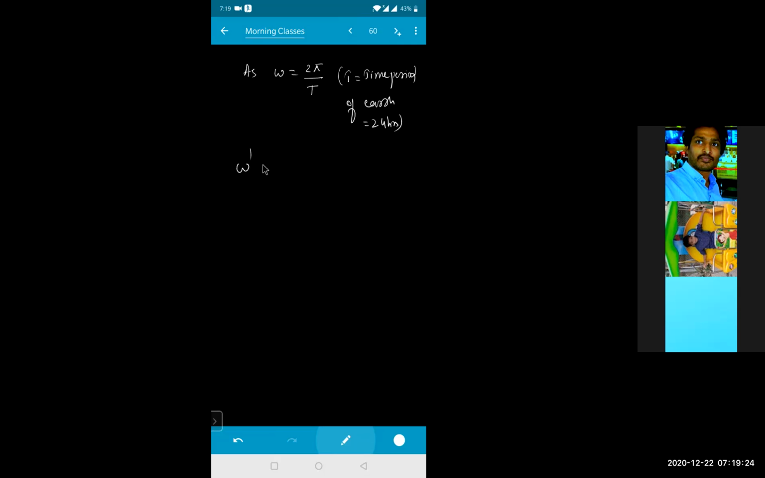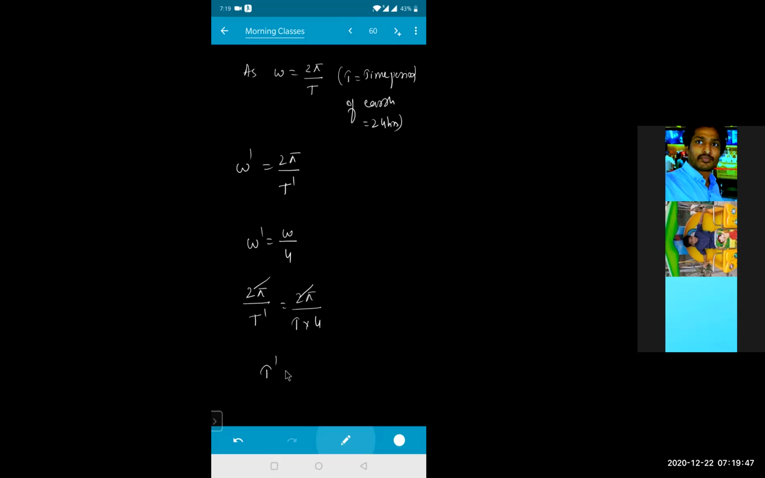Angular velocity omega dash is equal to 2 pi by T dash. We need to calculate this new time period. We already know omega dash is equal to omega by 4. So 2 pi by T dash is equal to 2 pi by capital T into 4. This 2 pi will get cancelled.